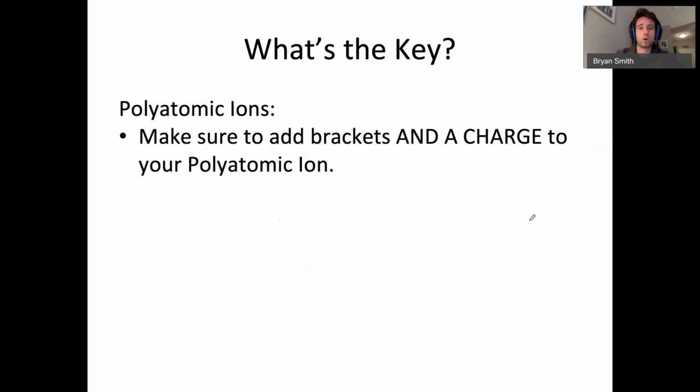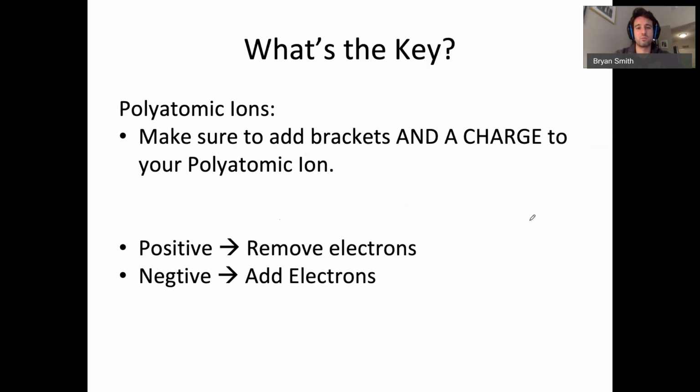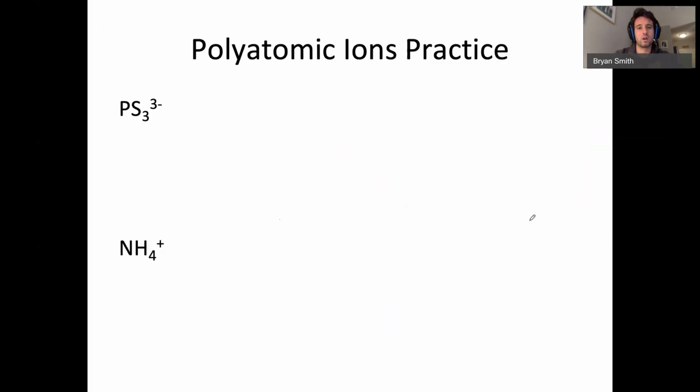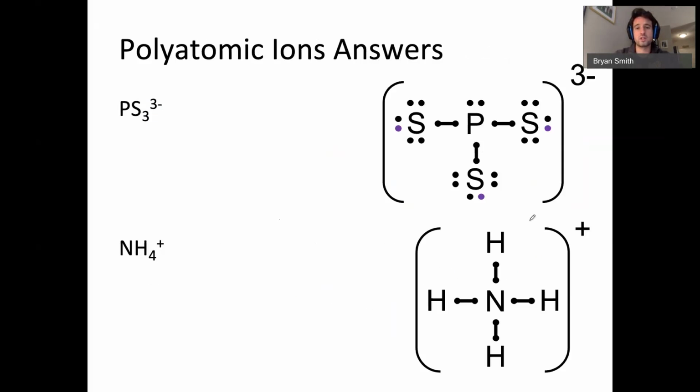Great. Couple more. Oh yeah, that's just what we've said already. Make sure to add brackets and a charge to your polyatomic ion. And remember, positive means you remove electrons, negative means you add electrons. Okay, we're going to skip these. That's the answer right there.